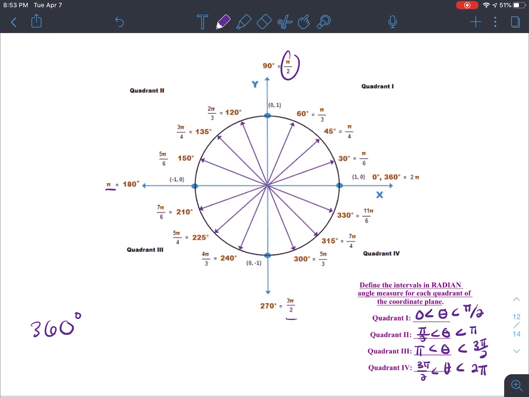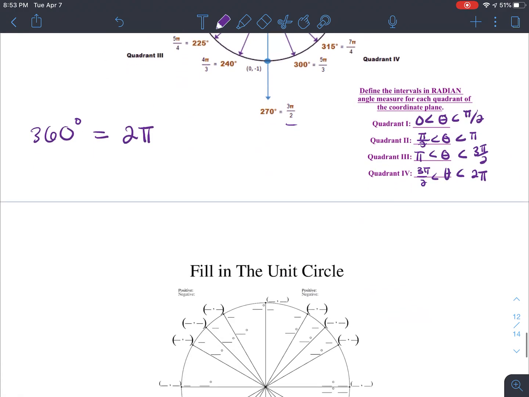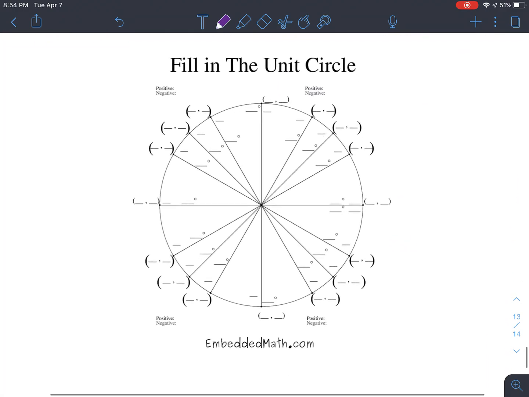So that 360, that full rotation that we've been talking about this whole time, is going to be equivalent to 2 pi radians, okay? And that's a number you're going to want to remember. All of these are numbers you're going to want to be able to recognize. So make yourself very familiar with these values.